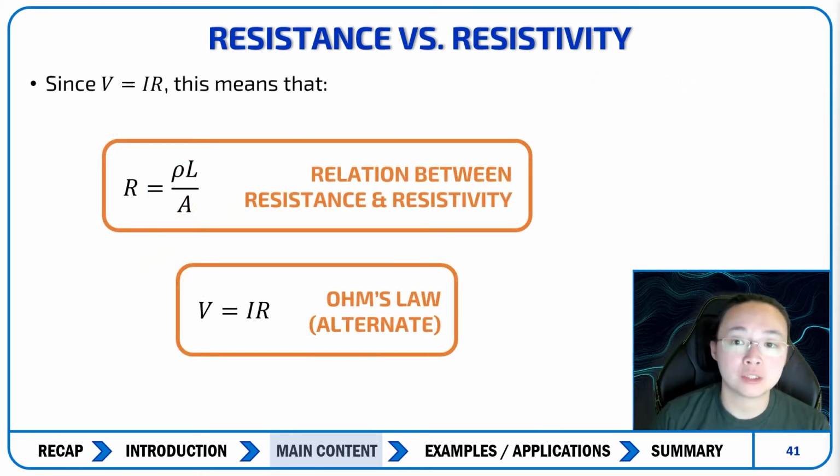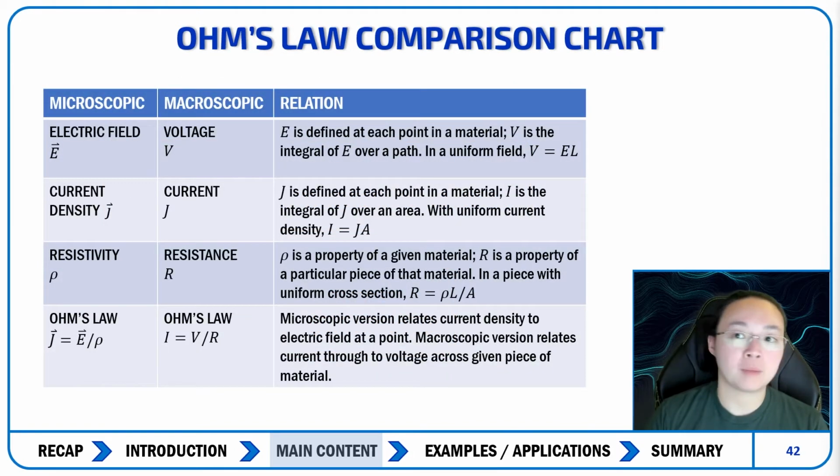Now from that equation, because V equals IR, we can rewrite everything and say the resistance is equal to resistivity times L over A. And that is going to be the connection and the relationship between those two parameters. Now, there's an alternate way of writing Ohm's law. Instead of I equals V over R, you can write V equals IR. That's probably the most common form that you'll see. And we didn't really have to go through it that much. It's a very simple equation.